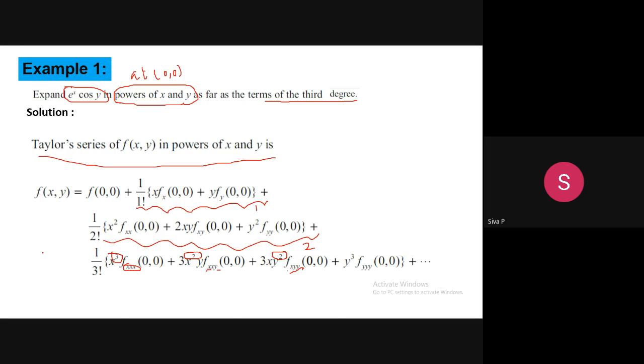So next we have to find the first order partial derivatives. What is f of x comma y here? f of x comma y is e power x cos y. Then what are the first order partial derivatives? What is fx here?